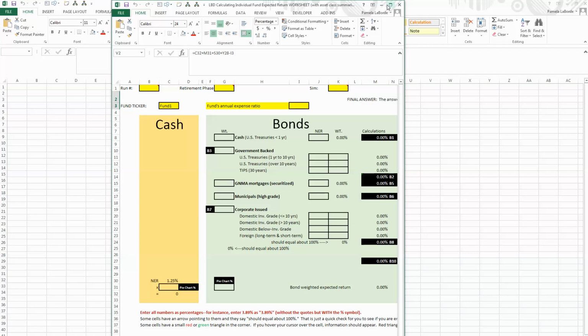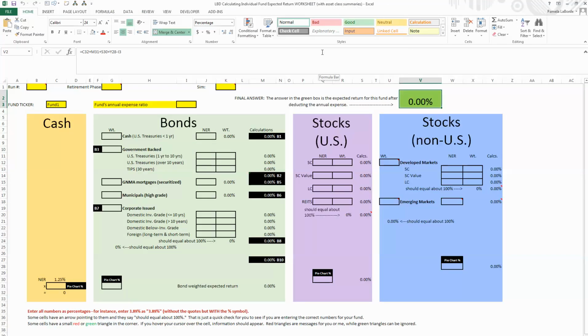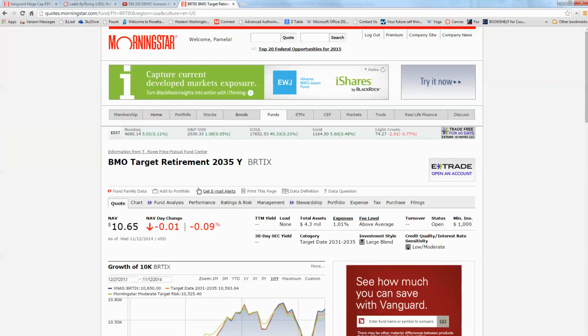Oh shoot, I refuse to start over. This is the individual fund worksheet that you should find on the course website under the assignment. And for this video, I've chosen to do the BMO Target Retirement with a retirement date of 2035 fund.